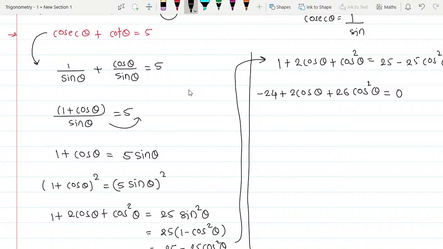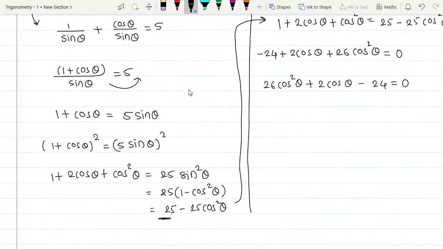Okay, now what will you do? Write it down in standard form. So 26 cos square theta plus 2 cos theta minus 24 equals 0. Now see, this becomes a quadratic equation in terms of cos theta. If you solve this quadratic equation, you should get the value of cos theta. Now try to get the roots.